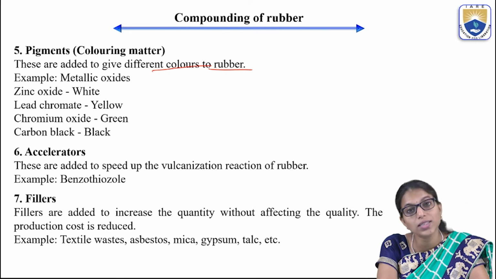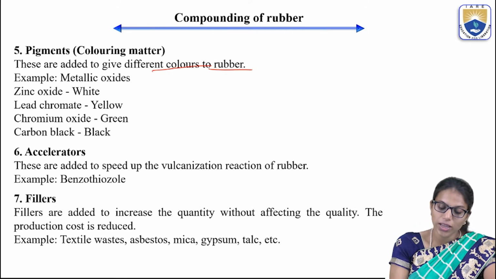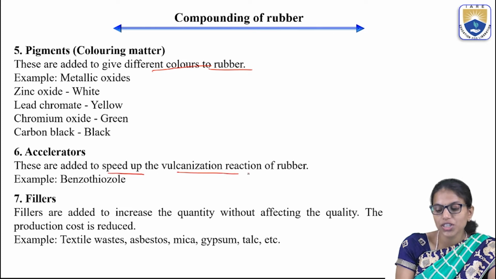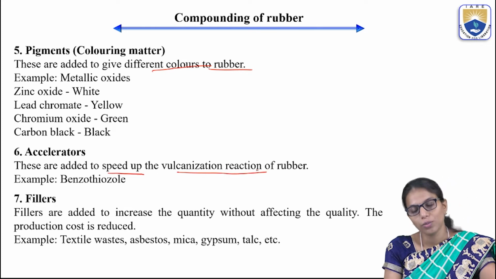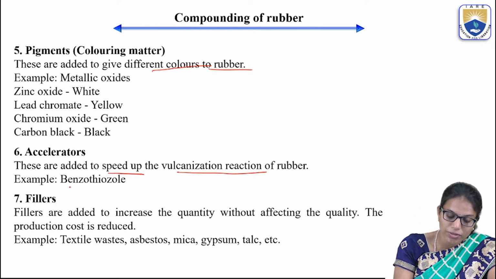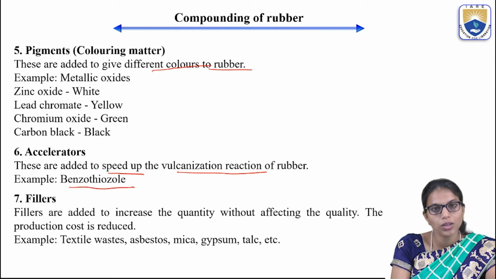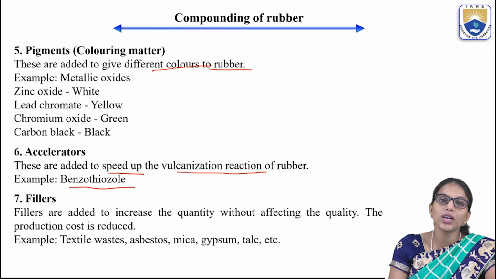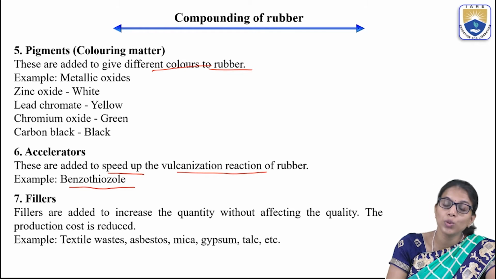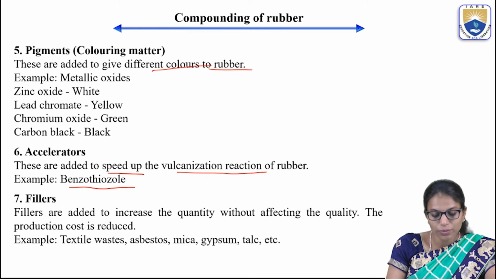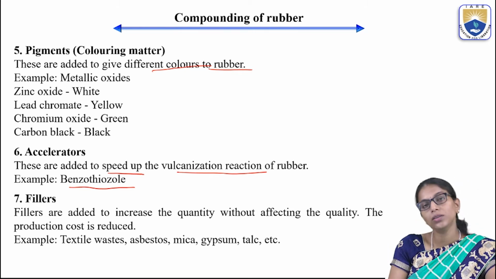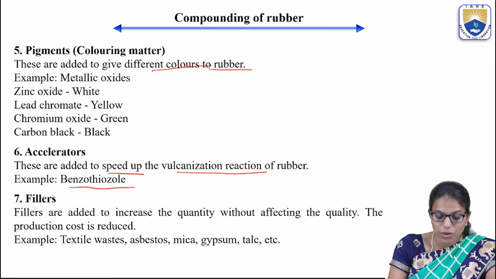Now coming to the accelerator, these are added to speed up the vulcanization reaction of rubber, and these accelerators are benzothiazole. So we want the vulcanization process to be fast, then we have to add an accelerator like benzothiazole. Now coming to the last, that is fillers.